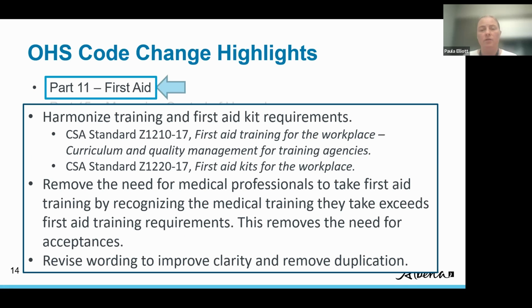Another key change in the area of First Aid was made to remove the need for regulated medical professionals to take supplementary training to comply with First Aid requirements. So this reduces burden on the healthcare sector and government by removing the need to issue certain types of acceptances. This change affects hospitals, medical clinics, physicians' offices, and nursing homes as defined in the Nursing Homes Act. And this is where a physician, nurse, or licensed practical nurse, or LPN, is always readily available. Finally, we made some administrative changes to streamline wording, improve clarity, and remove duplication.